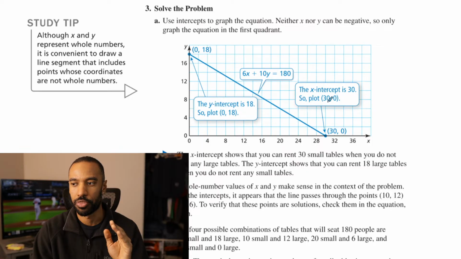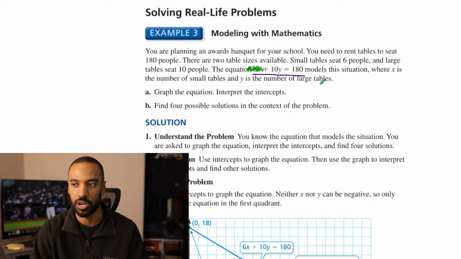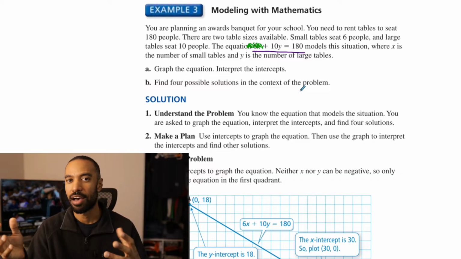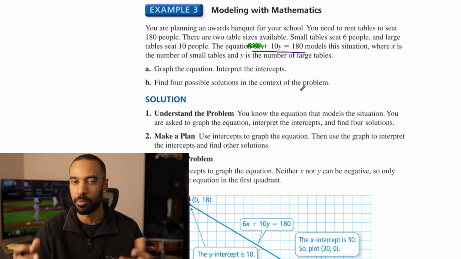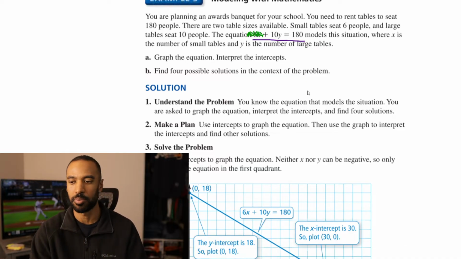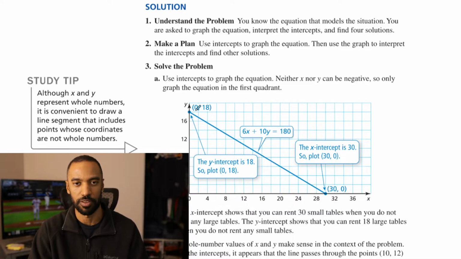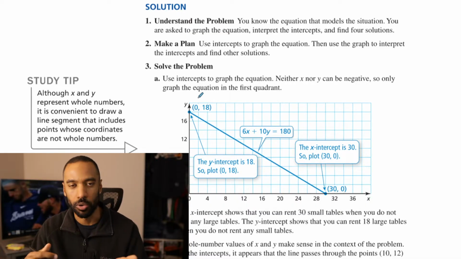Now, they did say interpret your results. What does the result of 30, 0 mean? What does x equals 30 mean? x is the number of small tables. y equals 0, y the number of large tables, means that to fit 180 people, you can have all of your tables be small. You can have 30 small tables and 0 large tables and you'll fit 180 people. You could also do 18 large tables and 0 small tables and still fit 180, and anything in between. By that, I mean whole number values.